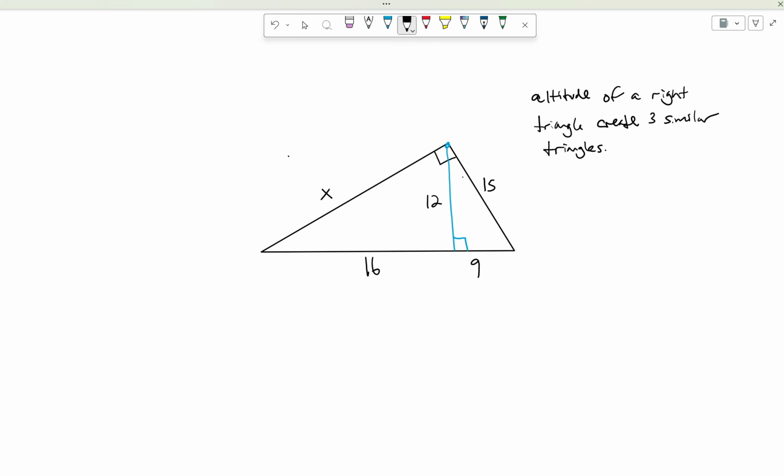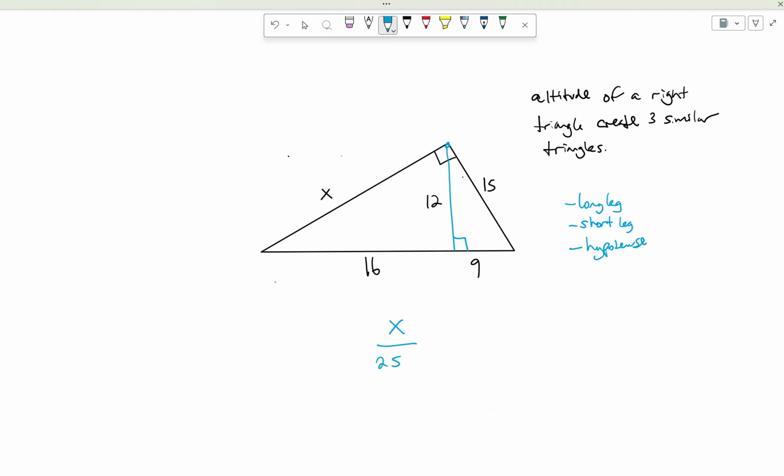Okay, so how am I going to relate this? Well, think about this. I have a long leg. There's three parts, right? There's a long leg. There's a short leg. Those are the adjacent sides to the right angle. And there's the hypotenuse. Okay, so x is my hypotenuse. I'm going to relate the x to the other hypotenuse that I have. And in that case, let's say it's to the big triangle, which is going to be 25.